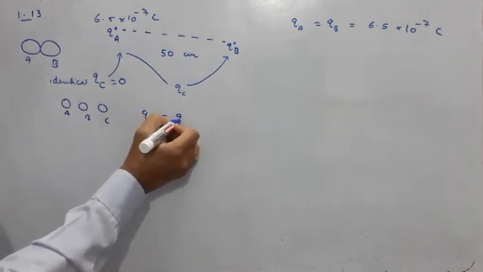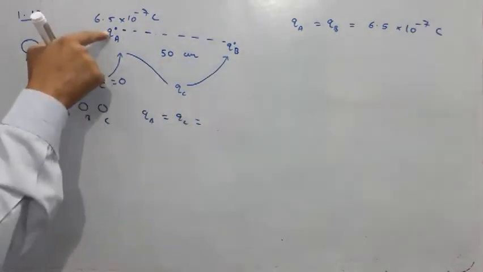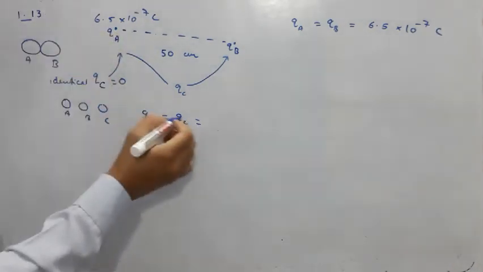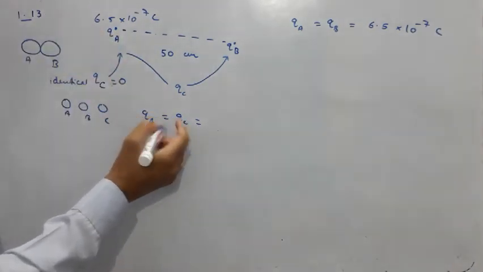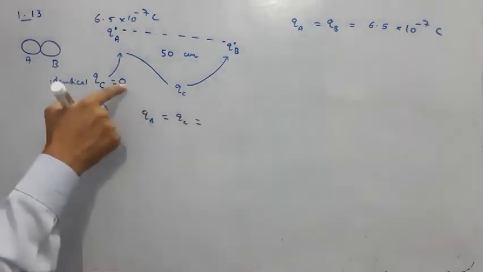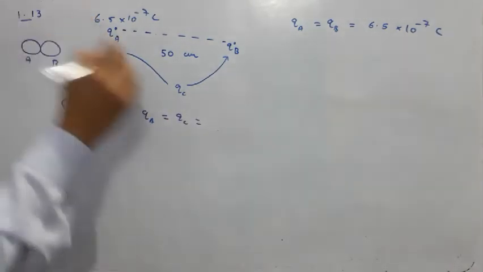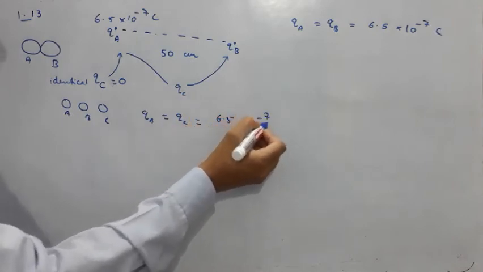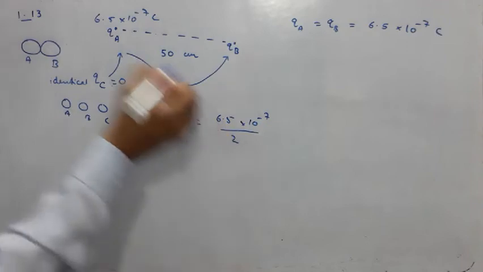QA and QC, because these charges will be distributed equally after they are brought in contact, they will share equal charge. How much will that charge be? That will be simply charge on this plus charge on this by 2. That is 6.5 into 10 to the power minus 7 plus 0 by 2.